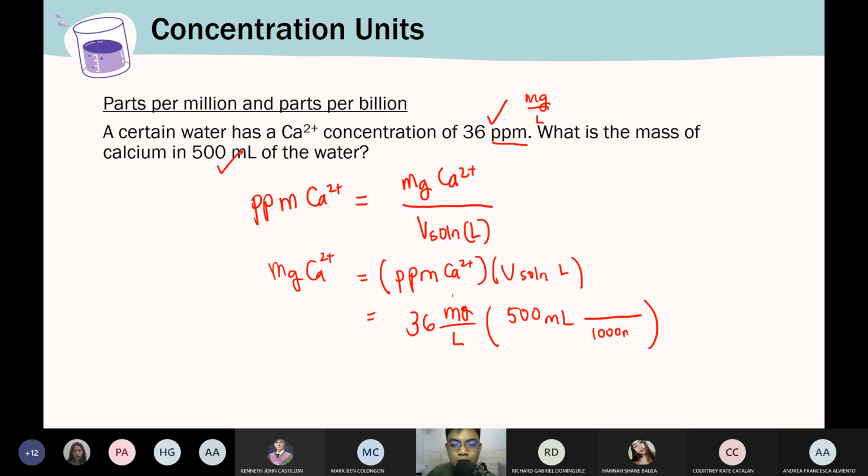So nasa baba yung ml, nasa taas yung liter. Cancel, cancel, cancel. So the answer is 36 times 0.5, so 18. Okay? So 18 milligrams lang yung calcium 2 plus sa solution if it is 36 ppm. Okay? So ganun siya kaonte. Gano'n kaonte yung 36 milligram? Mas maliit pa sa butil ng bigas. Okay? Ganun.